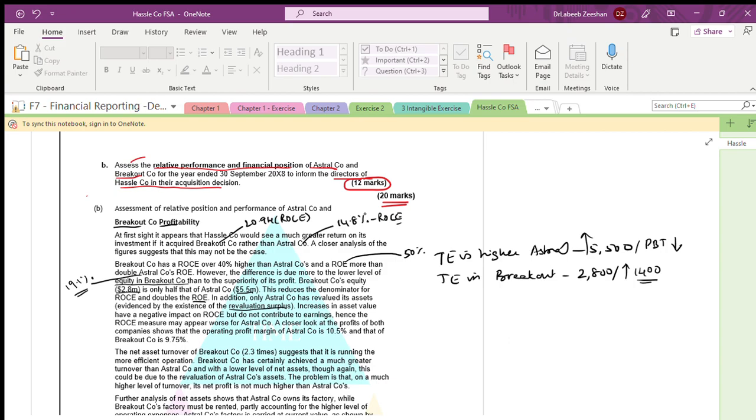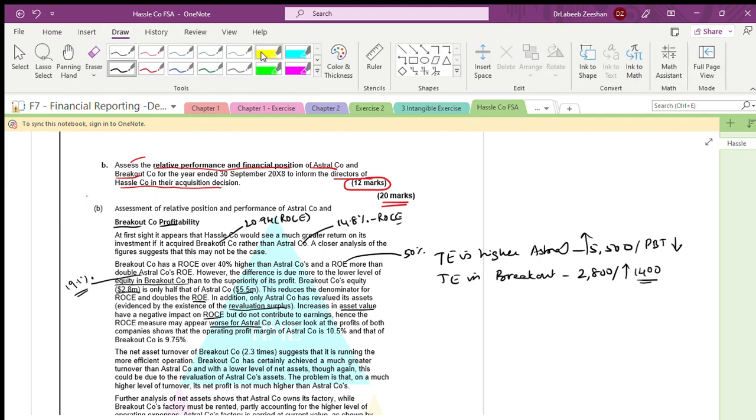If assets are increased in value, what will happen? It will have an impact on return on equity, but does not contribute to earnings. As the value of assets increases, proportionately the earnings should also increase. Hence, return on capital measure may appear worse for Astral. Return on capital is only 14.8%. Here the return on capital is 20.94%.